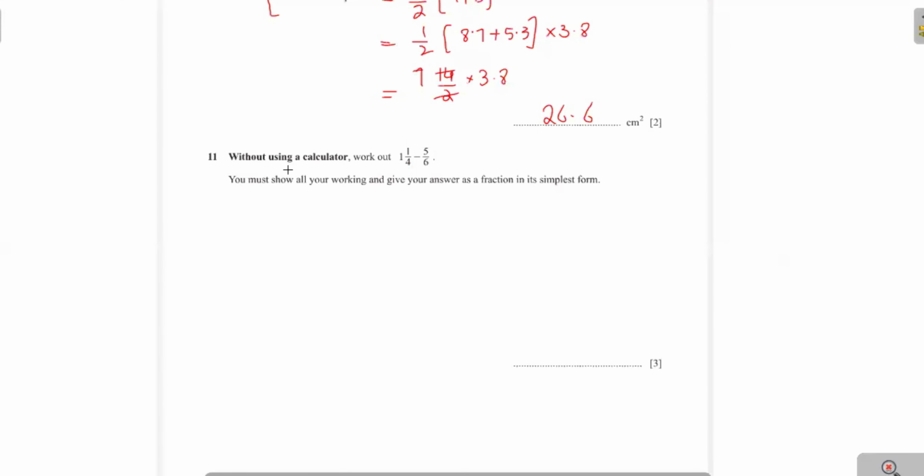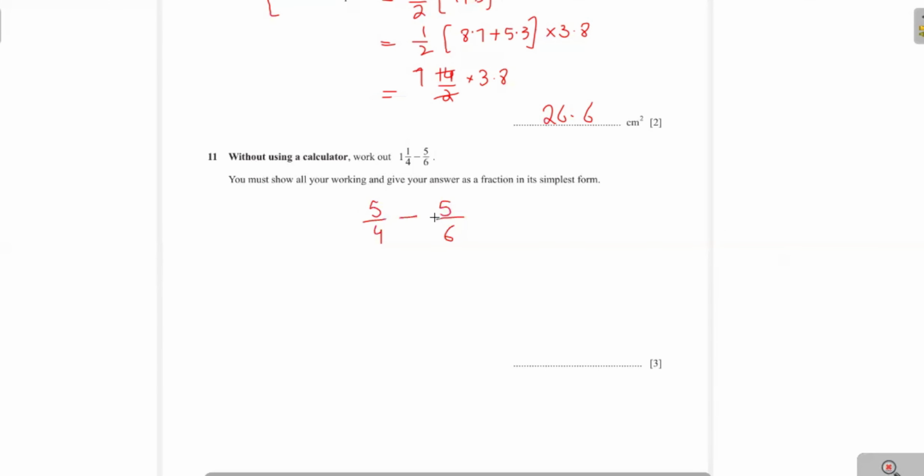Part 11. Without a calculator, work out 1 1/4 minus 5/6. You see here, this is a mixed fraction. Firstly, we convert the mixed fraction into an improper fraction. Therefore, 4 times 1 is 4 plus 1 is 5. Therefore, we write 5 over 4 minus 5 over 6.